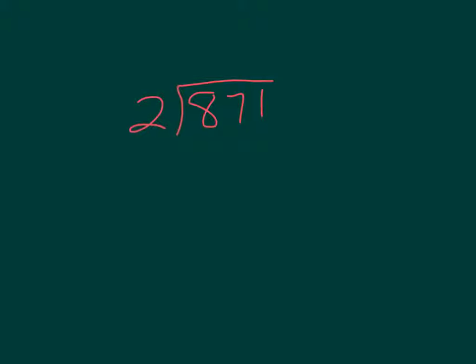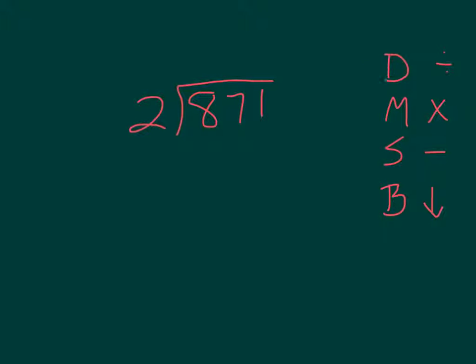All right, on this problem now, you can see that I have 871, and I'm going to divide that by 2. All right, so if you recall, remember I used the little phrase, "Did my snake bite," to tell me the steps. So first I divide, then I multiply, then I subtract, then I bring down.